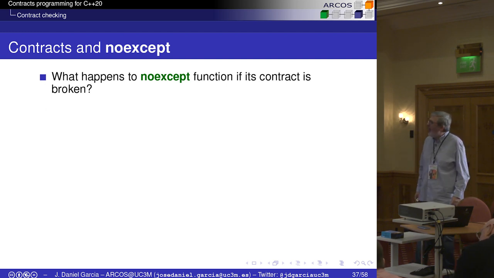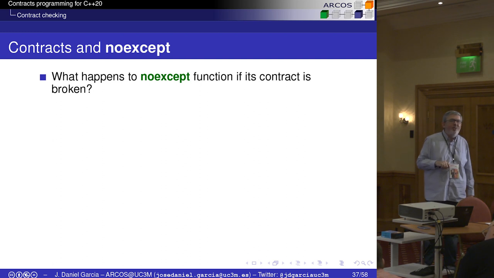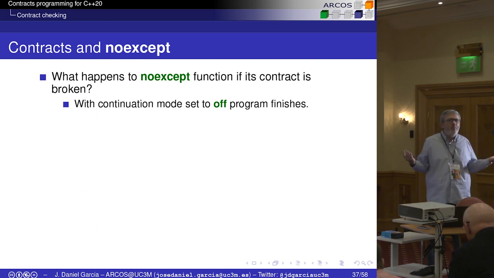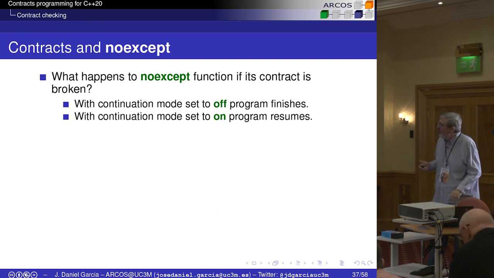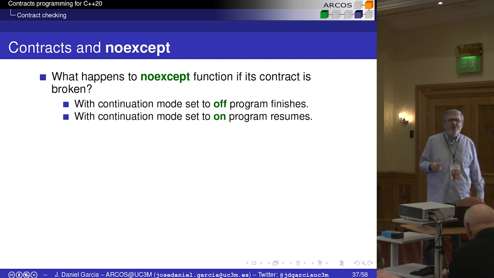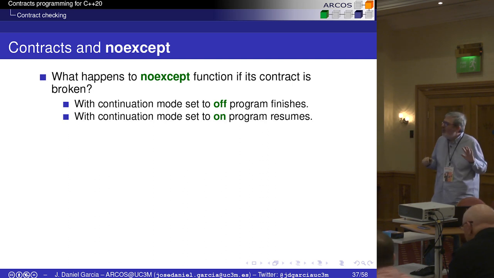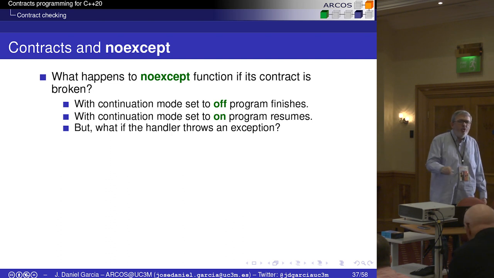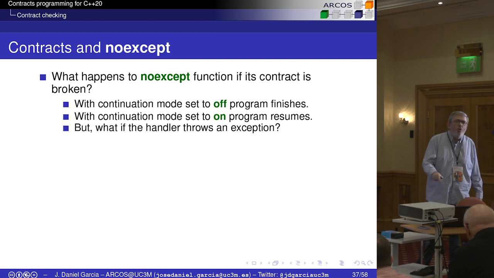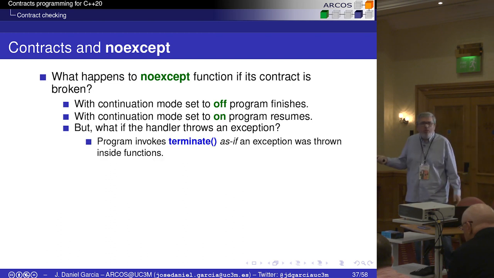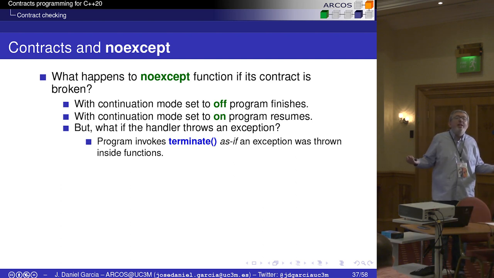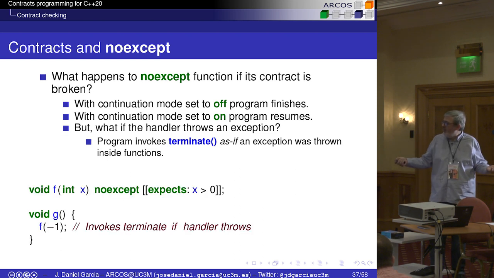Now, what happens with a noexcept function if the contract is broken? Well, if the continuation mode is off, the program finishes, as always, no problem. But if the continuation mode is on, the program resumes, okay? No major problem unless the handler throws an exception. If the handler throws an exception, you are conceptually throwing an exception within a function that has been marked as noexcept. So the program will invoke terminate, just as in any other case where you throw an exception inside a noexcept function.